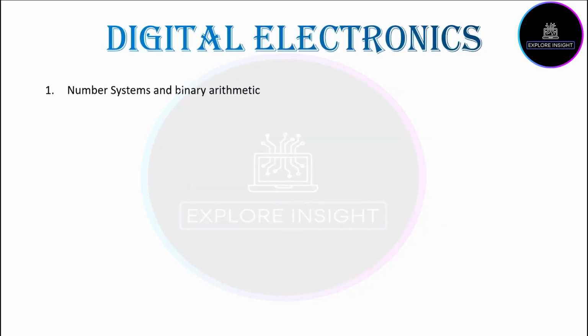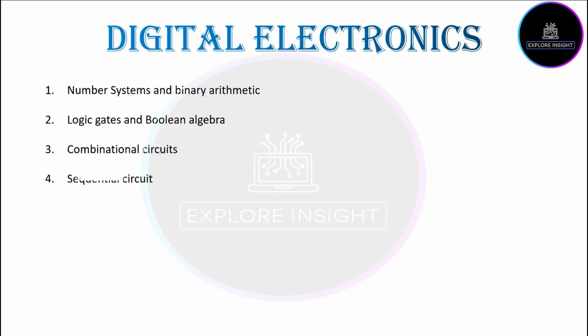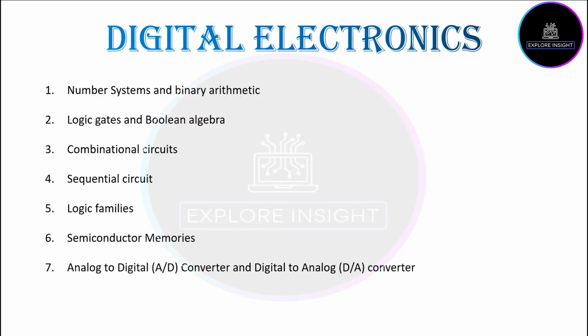1, we have the number system and binary arithmetic. 2, logical gates and Boolean algebra. 3, combinational circuits. 4, sequential circuits. 5, logical families. 6, semiconductor memories. 7, the analog to digital converter and the digital to analog converter, also referred to as AD and DA converters. And lastly, the microprocessor. So let me further take you through the subsection of each of these topics.